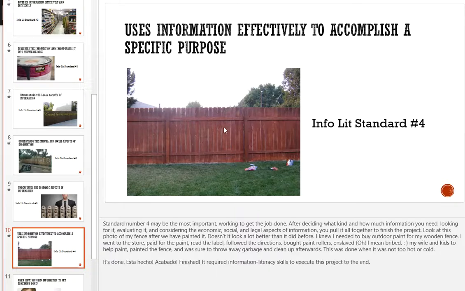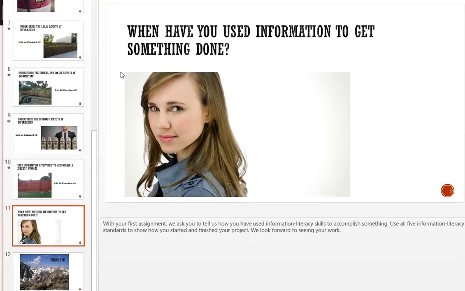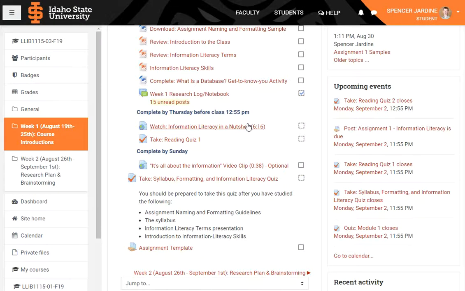So in the end, I painted the fence with the help of my family. I bought the paint in order to do that, and we cleaned up afterwards, and after doing that, it was a lot nicer. It's probably time to paint that fence again, but we just moved this summer, so someone else owns that house with that fence now. Anyway, so this is what we're asking you to do. When have you used information to get something done? I know this video is going probably longer than you want, and it's not a polished or finished one, so I apologize about that.